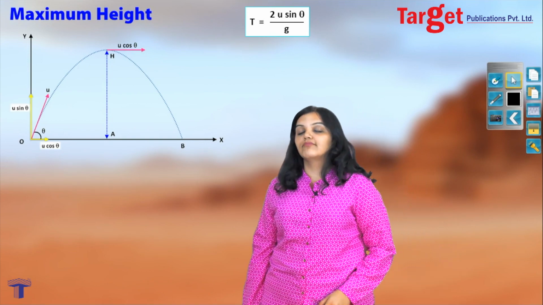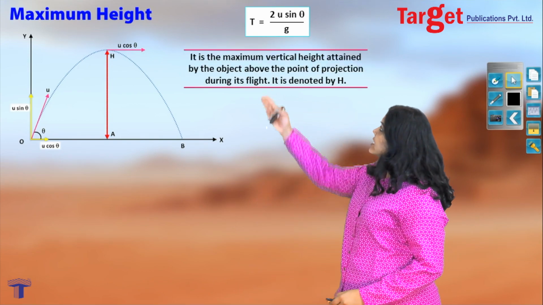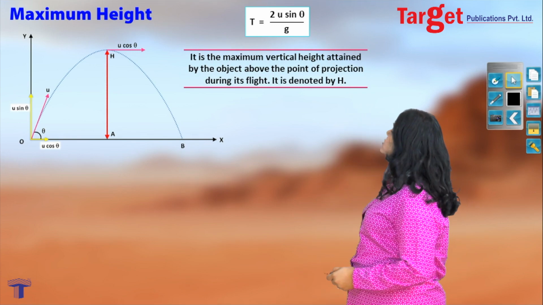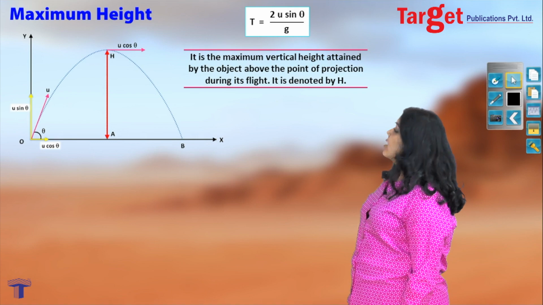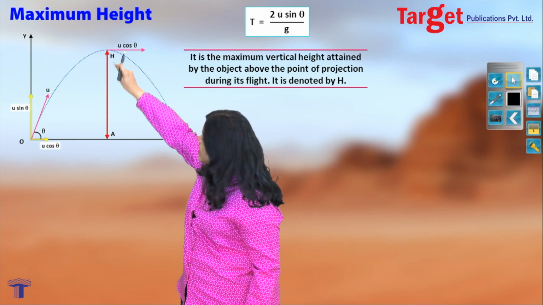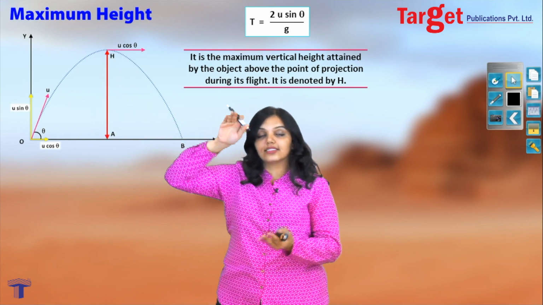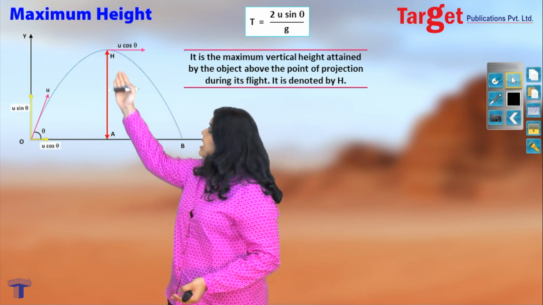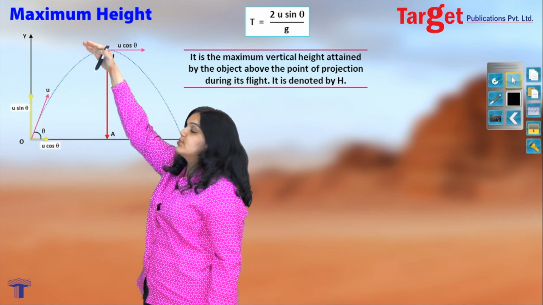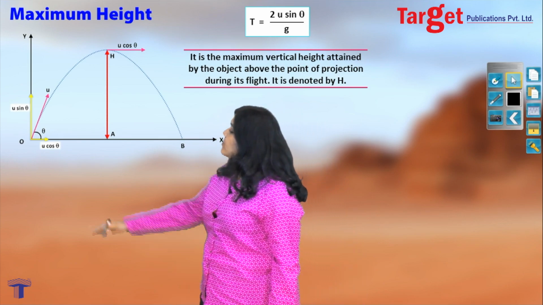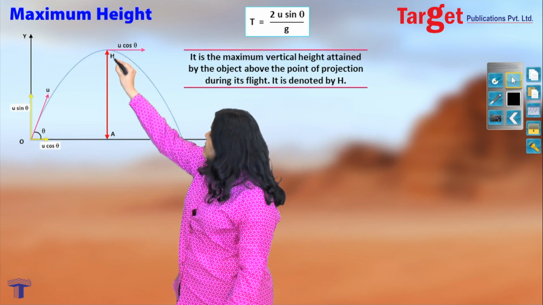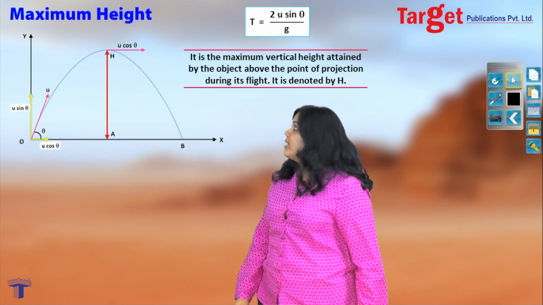By definition, maximum height is the maximum vertical height attained by the object above the point of projection during its flight. It is denoted by capital H. You can see maximum height is this red arrow that goes from A to H. Basically, it is the vertical distance between the point of projection and the point of maximum height. We want to find a formula for maximum height.